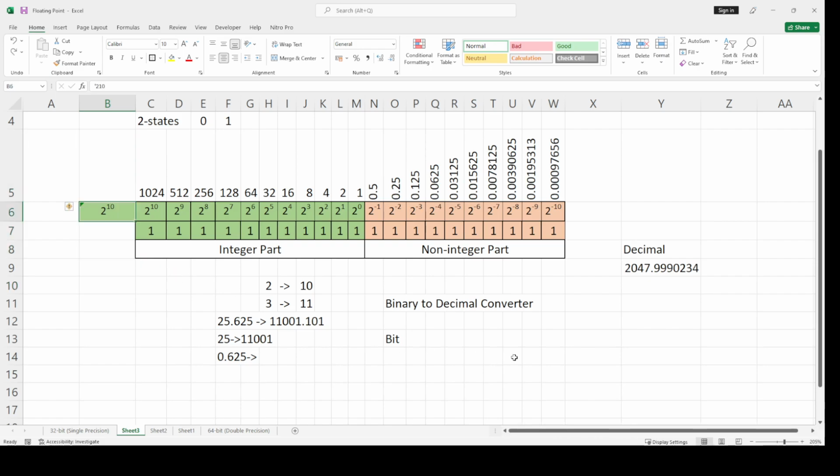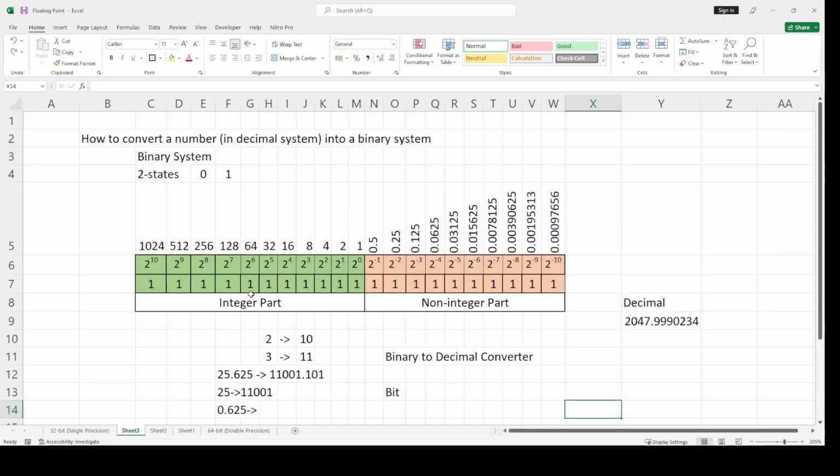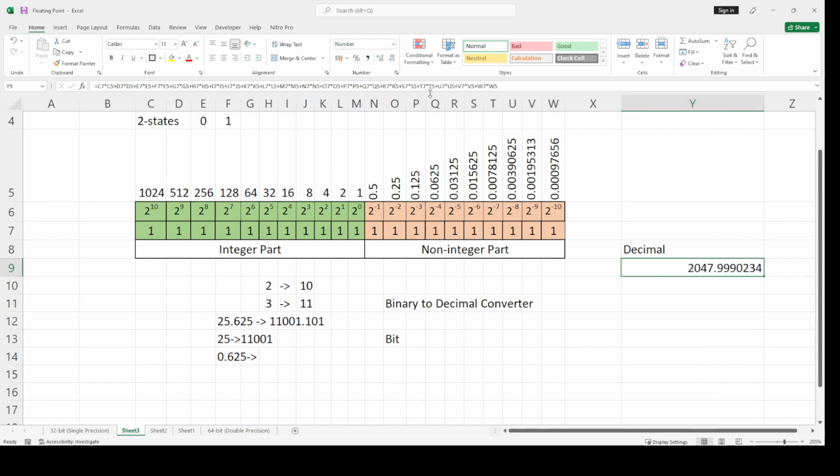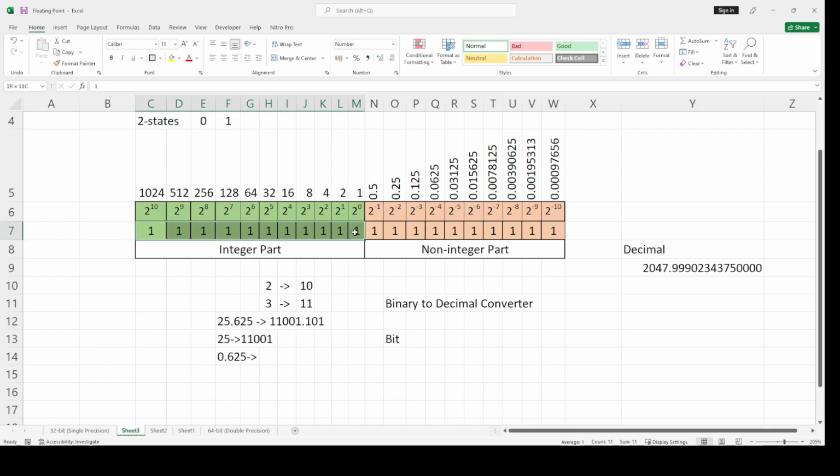But anyway, this is how we convert binary to decimal, or decimal to binary, back and forth. I hope you understand it well. If I turn this off, you just need to subtract 1024. So this is it, 11111. If we turn it on again, this is the maximum. So the decimal value of 2047.9990234375 is this maximum: 11111111111.1111111111.